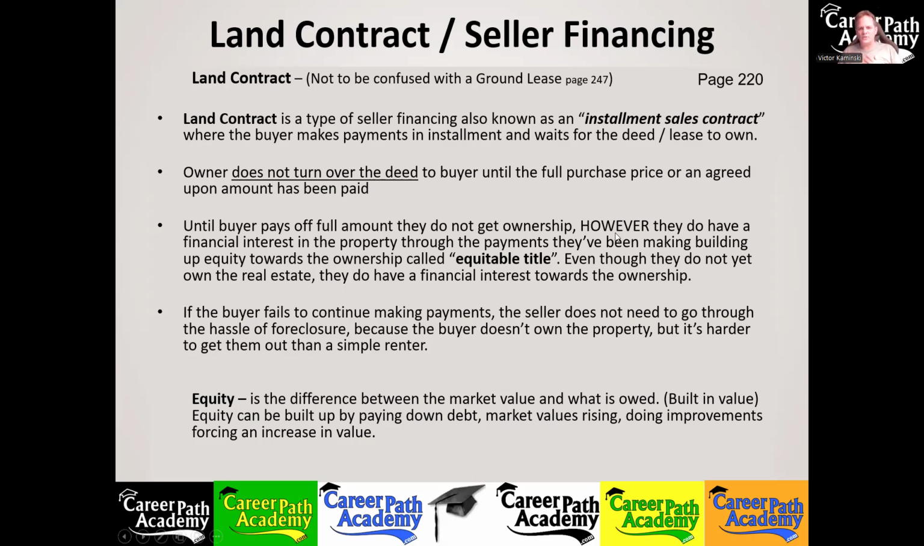Okay, so equitable title is rooted in the word equity. And equity is the difference between the market value of a property and what is owed on it. It's the built-in value. And there's three typical ways of building equity. Equity can be built up by paying down the debt, what you owe on the property, increasing the difference between the market value and what you owe. Or by the market value fluctuating. If the market value is rising, well, that will build more equity in the property. Or by doing improvements. This would force an increase in the equity by increasing the value of the property without increasing what you owe on it.